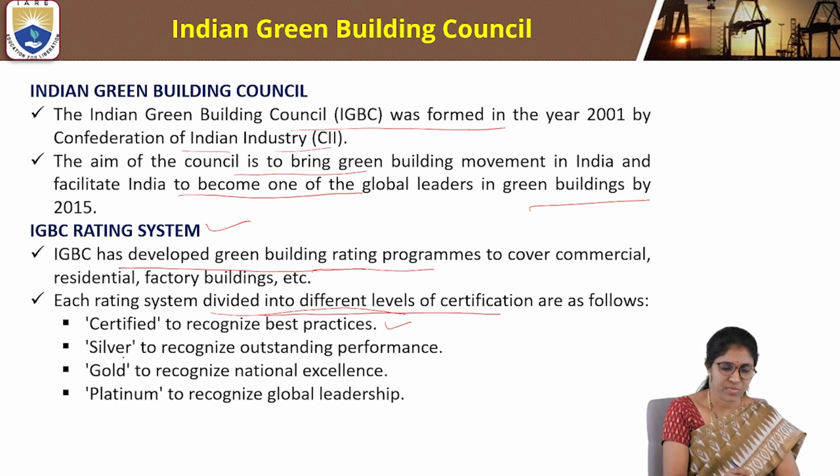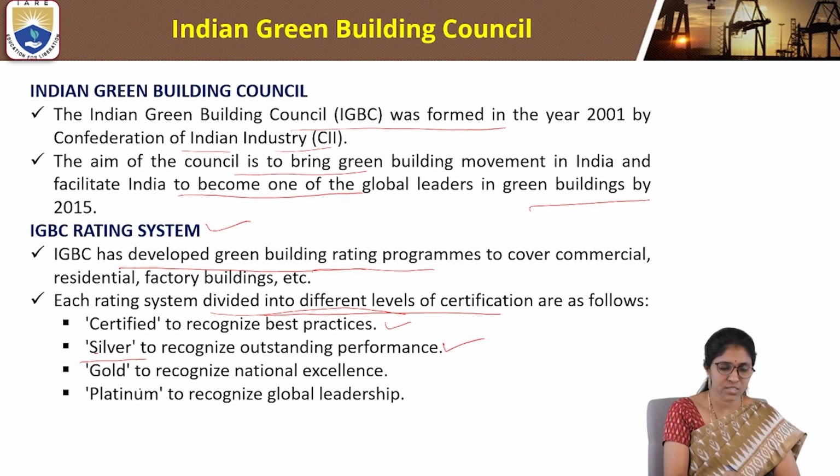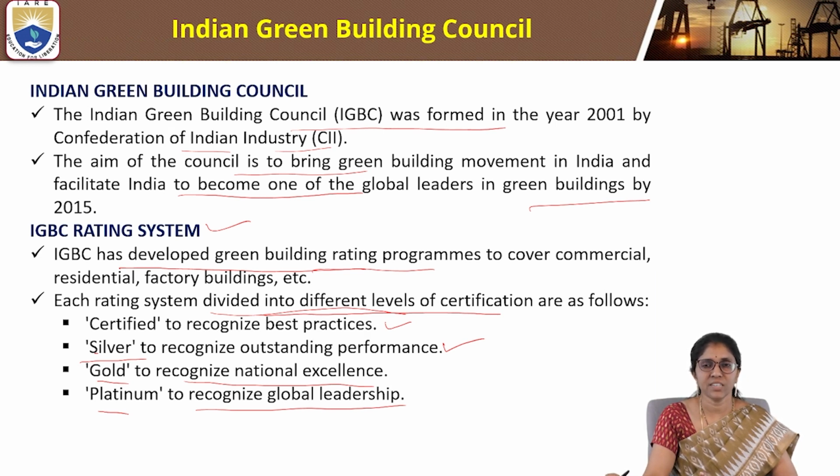If it is rated as silver, this is to recognize outstanding performance. Gold is to recognize national excellence. Platinum is to recognize global leadership. Rating gold recognizes national excellence, rating silver recognizes outstanding performance, and certified means it recognizes the best practices. So this is the IGBC rating system of green buildings.